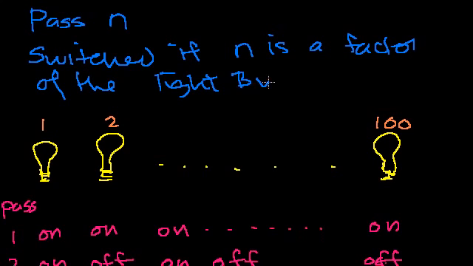And that's just a fancy way of saying, look, if I'm on pass 17, I'm going to switch all the multiples of 17. Or I could say, I know that I'm going to switch light bulb 51 because 17 is a factor of 51. So that tells you that we're always going to be switching one of these light bulbs on or off when one of its factors is our pass, right?